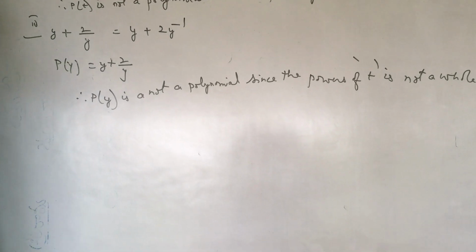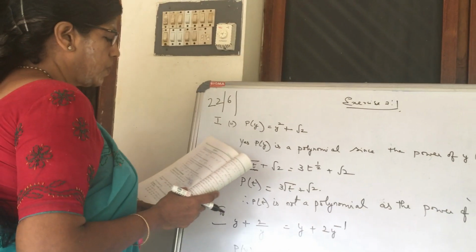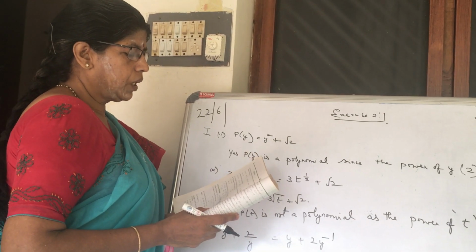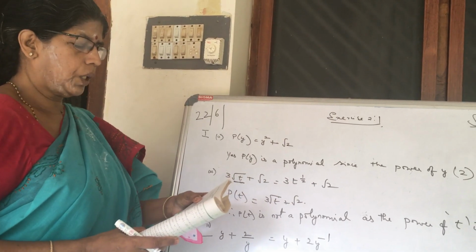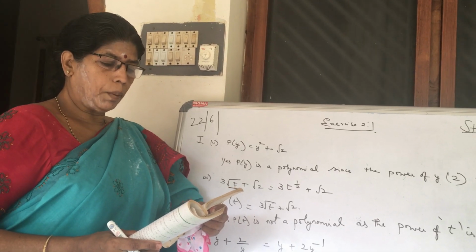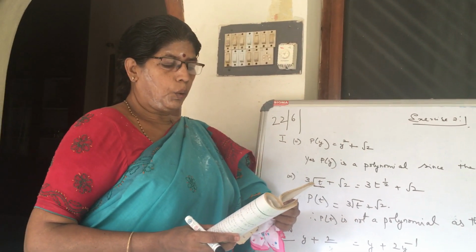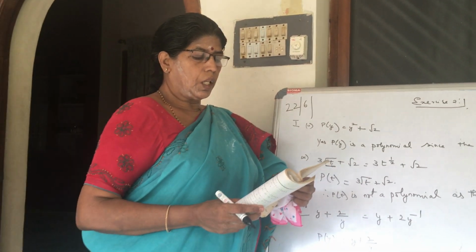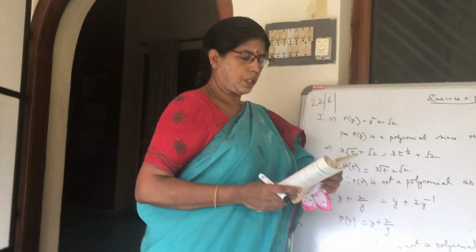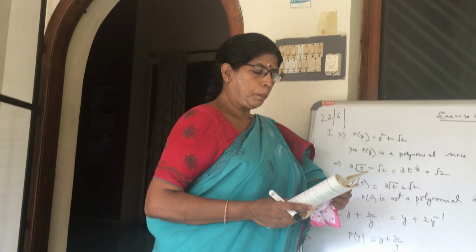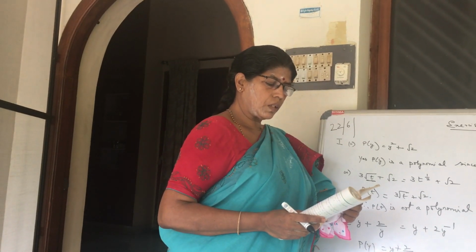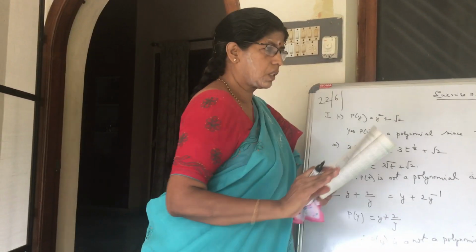Yes. Question number 2. Write the coefficients of x square in each of the following. What does the word coefficient mean? It is the numerical number before x square. Coefficient of x square means the numerical number before x square. If it is positive, the coefficient will be positive. If the sign before the variable is minus, the coefficient becomes minus.